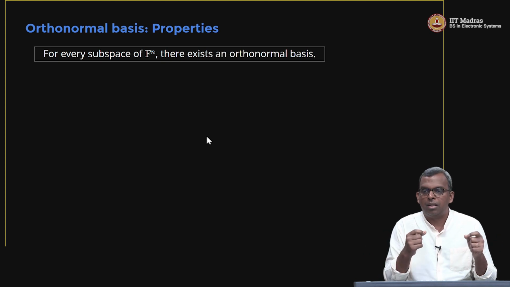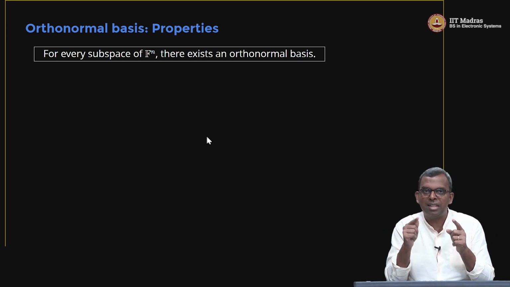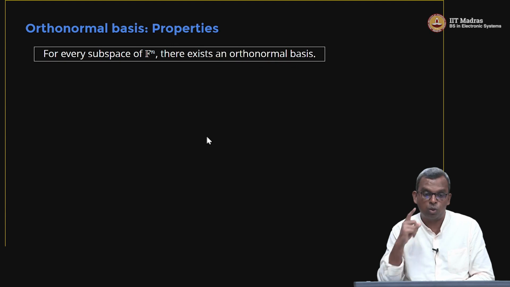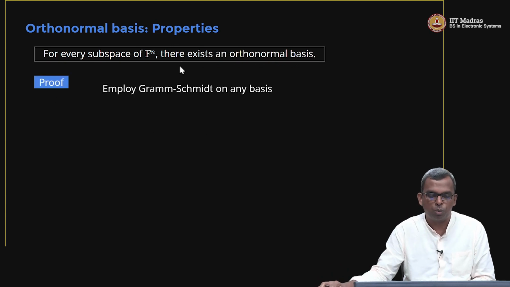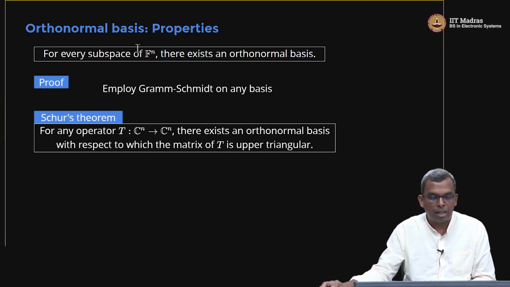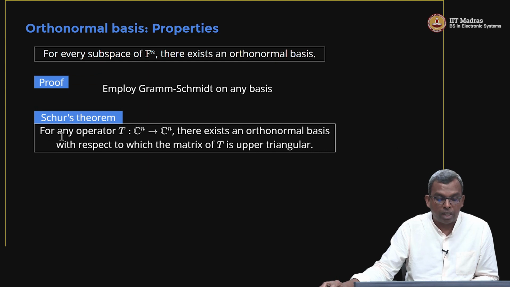Remember, in the Gram-Schmidt process, in every intermediate step the span matches. That is also a very crucial argument. So, the proof here is very easy, and the fact that the span matches in every intermediate step gives you what is called Schur's theorem. Schur's theorem is very nice. It says for any operator T from C^n to C^n, the complex is important here, there exists an orthonormal basis with respect to which the matrix of T is upper triangular.